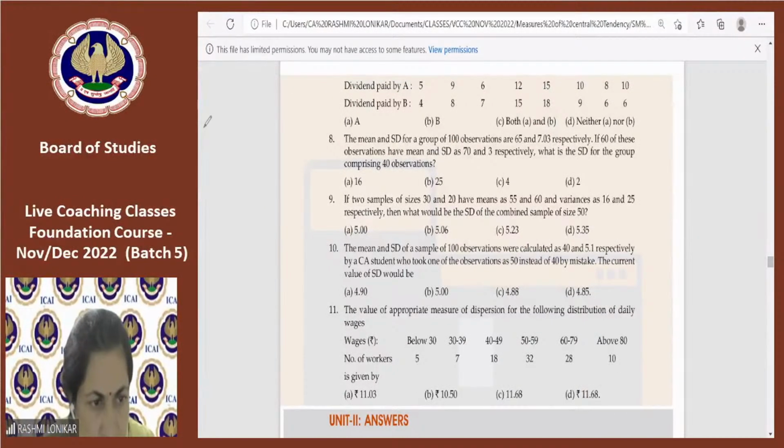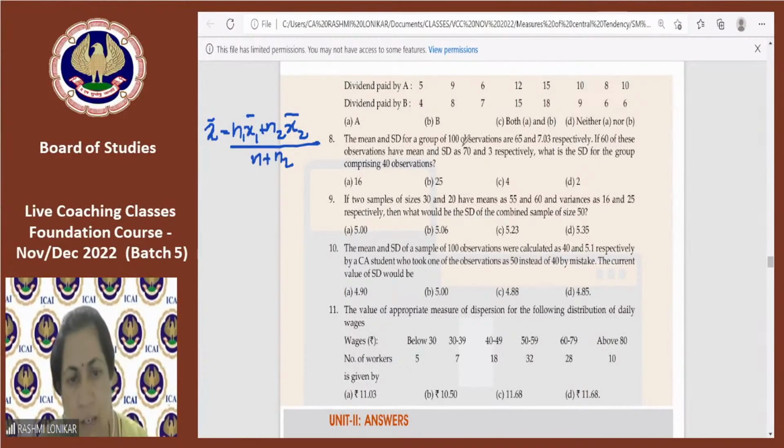What is the combined mean formula? X bar is equal to N1 X1 bar plus N2 X2 bar upon N1 plus N2. Now what are they saying? The mean for a group of 100 observations is 65. So the combined mean is 65.